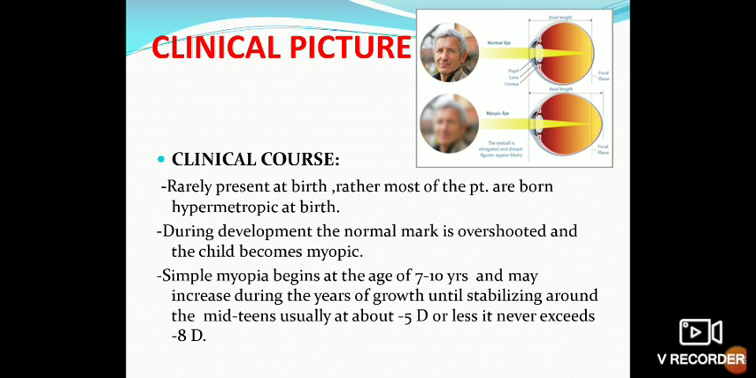But what happens as development occurs? This normal mark is overshot. So there is excessive increase in the axial length or excessive curvature of the cornea, so the normal mark is overshot and it results in myopia. Simple myopia usually begins at the age of 7 to 10 years and may increase during the years of growth until stabilizing around the mid-teens, usually at about minus 5 diopter. So the error is usually less than 5 diopter and never exceeds 8 diopter.